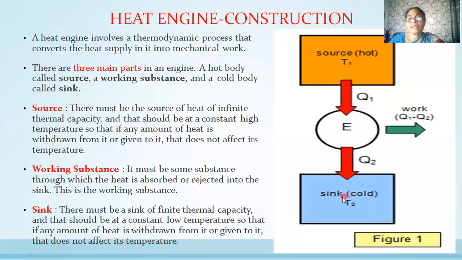Next comes the sink. Sink is also a reservoir of heat. It is also known as cold body. It is always maintained at a constant low temperature T2. Its thermal capacity is also very high, like that of the source. Hence, if any amount of heat is withdrawn from it or given to it, it does not affect its temperature. It is always maintained at constant low temperature T2. So these three are the main parts of a heat engine: source, working substance, and the sink.